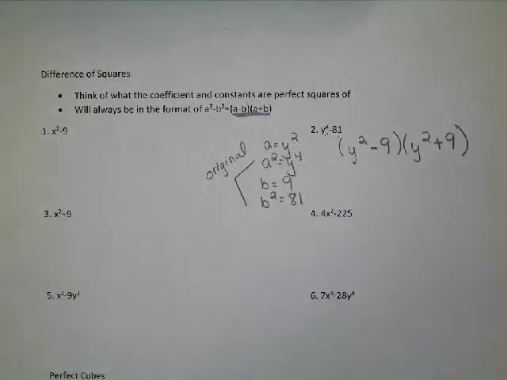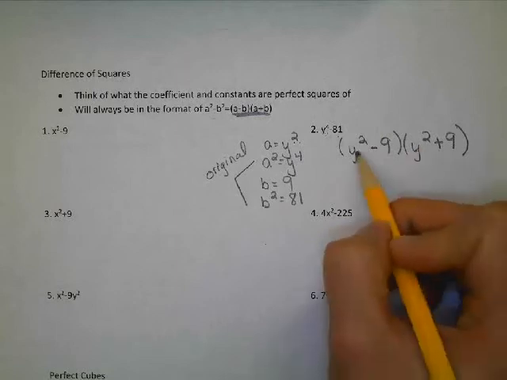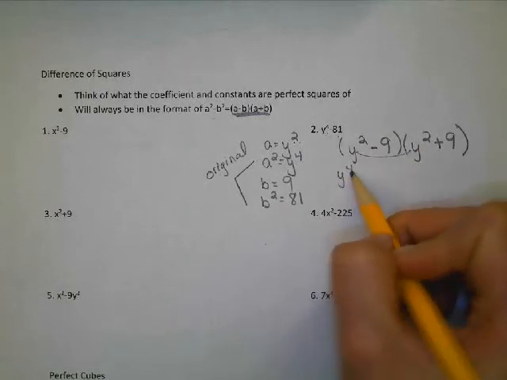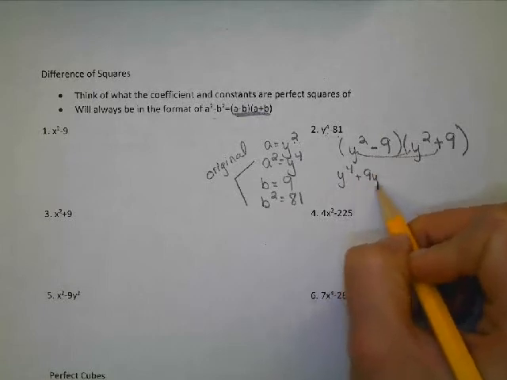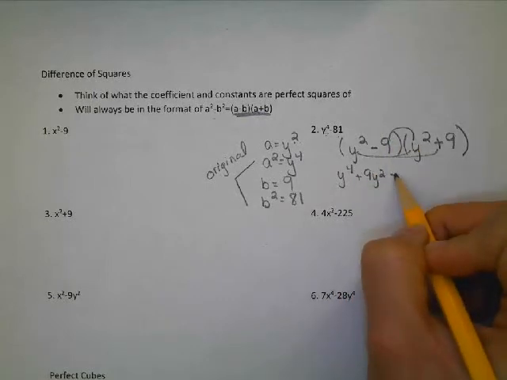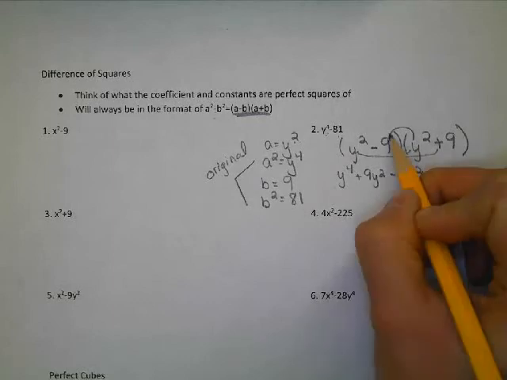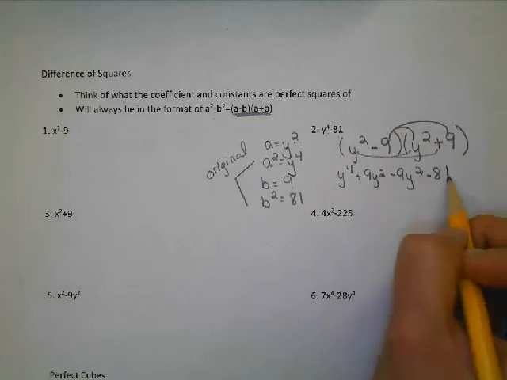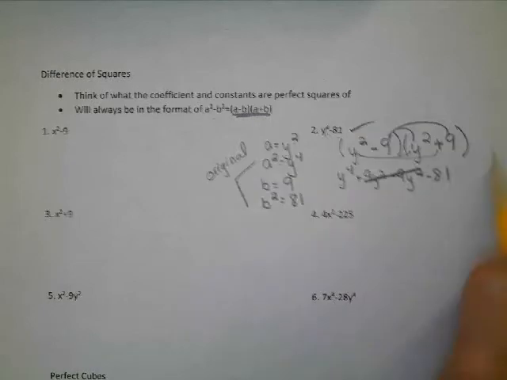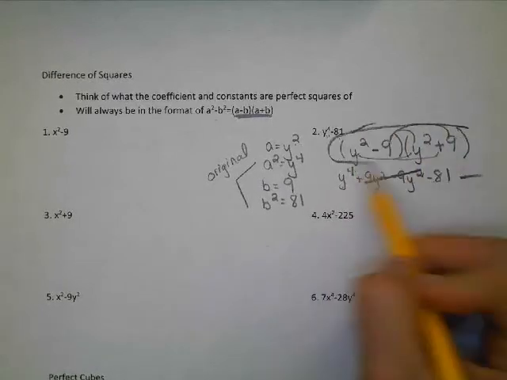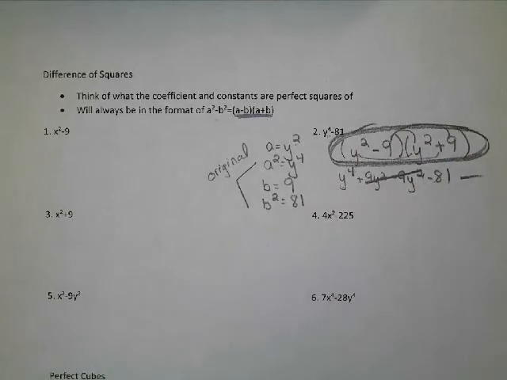And if we go back through and check this, we should get y to the 4th minus 81. So I'll multiply it. Y squared times y squared gives me y to the 4th. Y squared times 9 is a positive 9y squared. Minus 9y squared. Minus 81. That goes away, so I get y to the 4th minus 81, which is what we had. So this is my equivalent factored form.